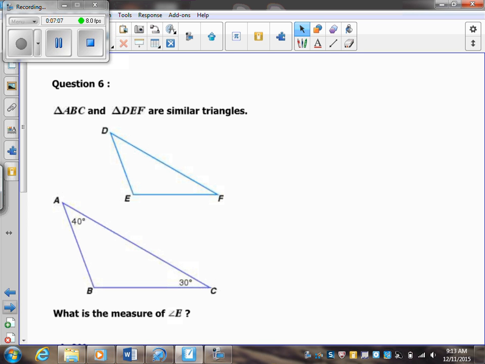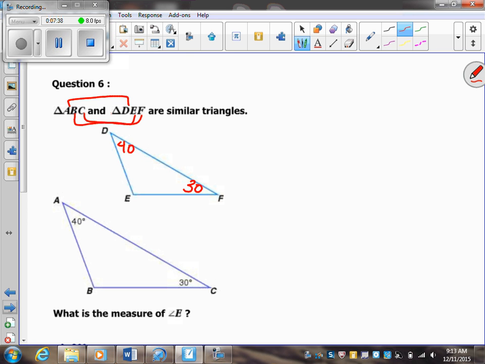Number 6, triangle ABC and DEF are similar. What is the measure of angle E? If you guys remember, when we talk about similar triangles, the angles are going to be congruent. A and D are going to have the same measurement. B and E and C and F are going to have the same measurement. So in this case, A is 40, so D is going to be 40. B we don't know, but we know C is 30, so F is going to be 30, right?